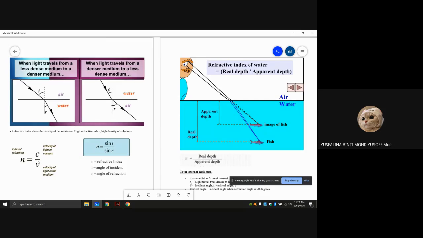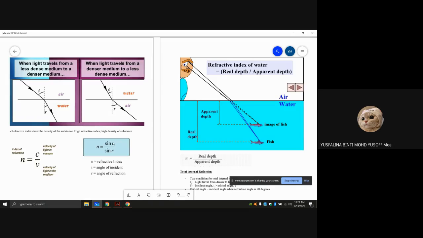It depends whether they use water, air or glass, and usually they will give that. n is the refractive index. This is the first formula. Now let's say the question gives you the angles like this one. Then n equals sine i over sine r.